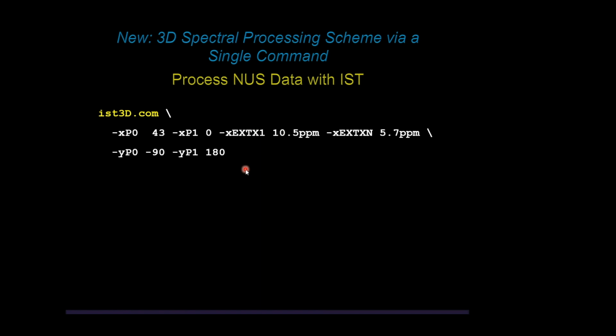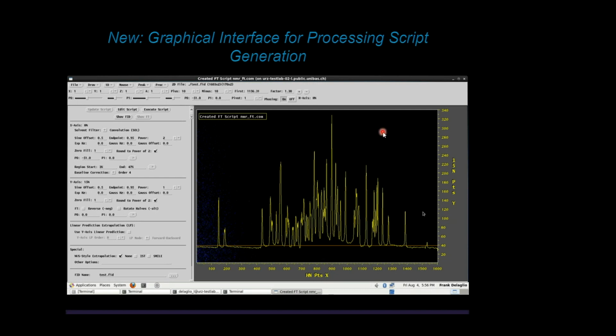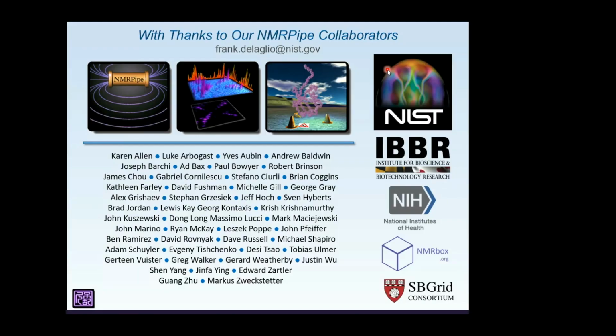What this means is that it will be very easy for us to do trial processing with a regular Fourier transform scheme and then do a complete reconstruction with a more time-consuming method like IST or SMILE. And then finally, we're going to see how we can actually manipulate all these commands inside a new graphical interface that's part of NMRDraw. So that's the slide portion right now, and we're going to move to the actual software demonstration.